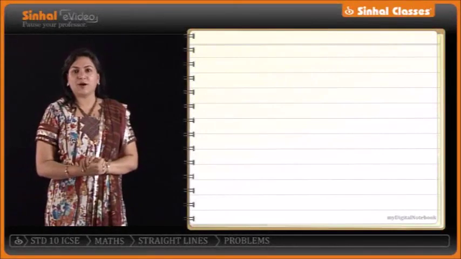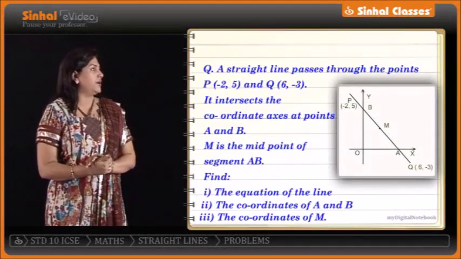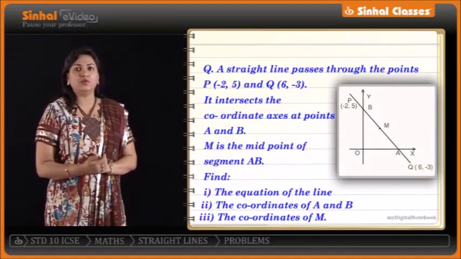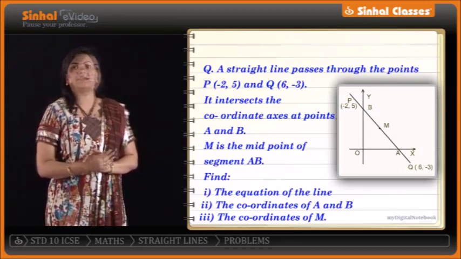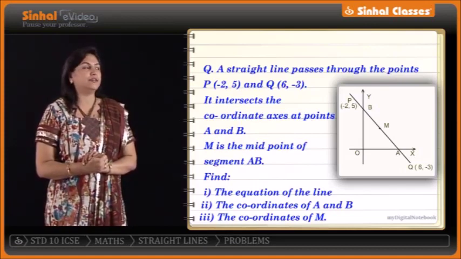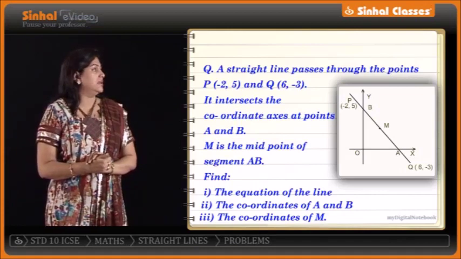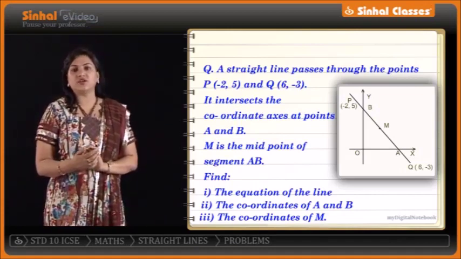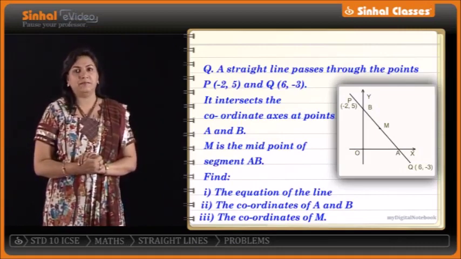We have the next problem as a straight line passes through the points P(-2, 5) and Q(6, -3). It intersects the coordinate axes at points A and B. M is the midpoint of segment AB. Find the equation of the line, the coordinates of A and B and the coordinates of M.